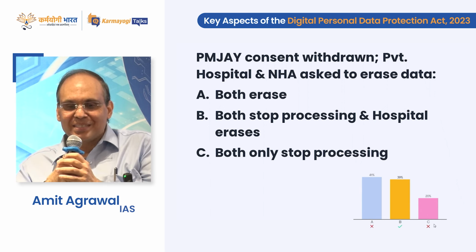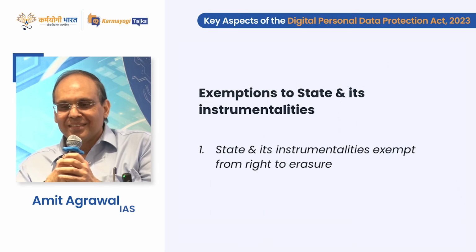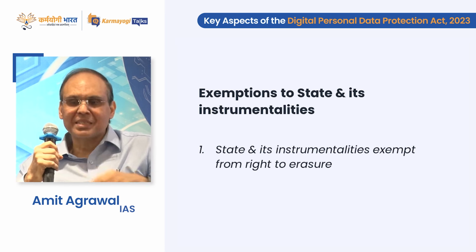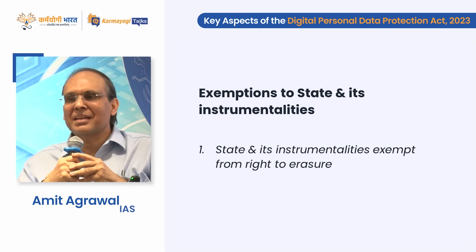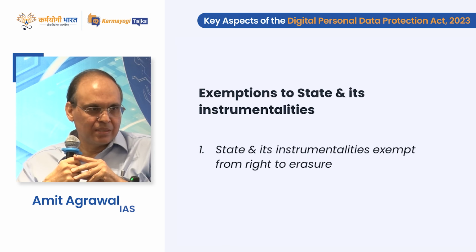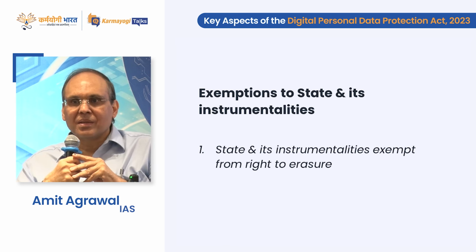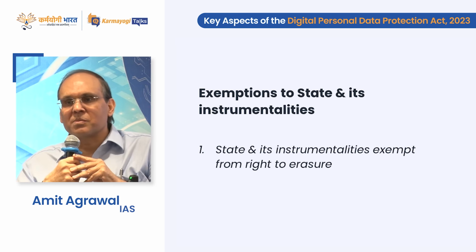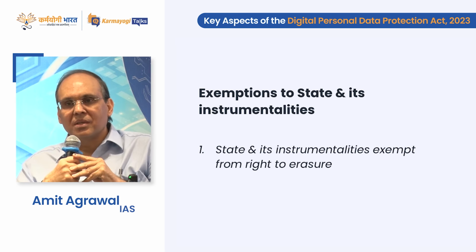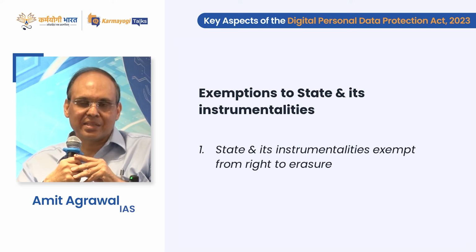Okay. So why is it B? Let's just see that. State and instrumentalities are exempt from right to erasure. The reason is that the state is publicly accountable, and accountability of the state would break down if you just erase data. Similarly, enforcement would break down. If I commit a subsidy fraud, I just erase. No accountability would be possible. So erasure is not a right, either in terms of obligation or in terms of the rights. The state and its instrumentalities are exempt.